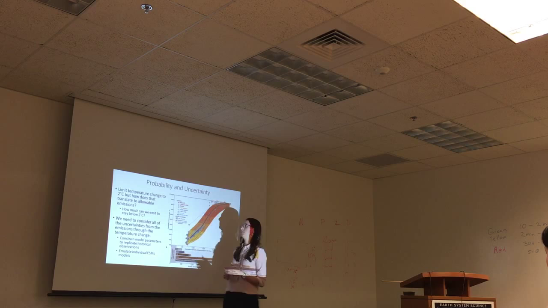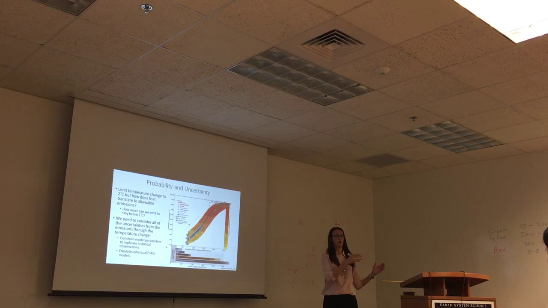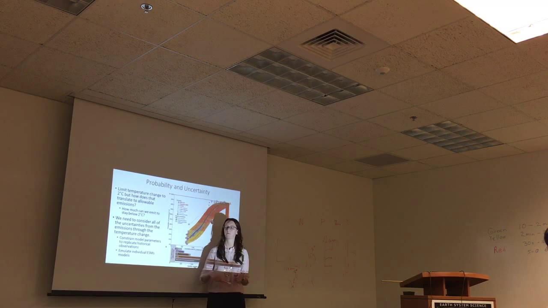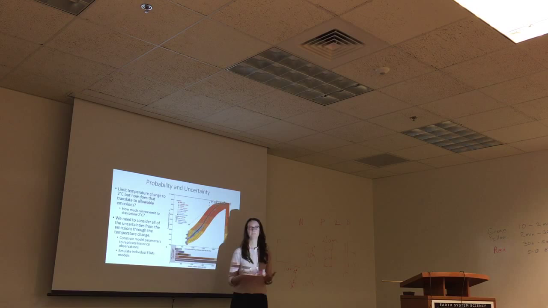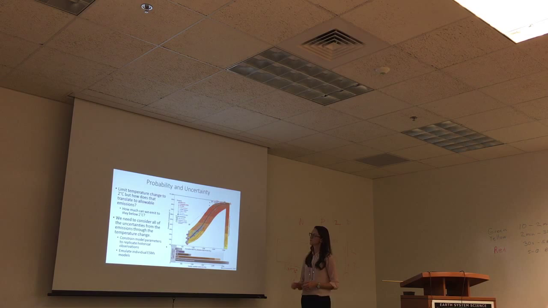And so what we need to do is consider all of those uncertainties along all of those steps. And so we can constrain our model parameters to look like historical values. So we're starting our model off with something that matches historical values, and we can also then emulate individual Earth system models. So we can look like historical, and we can also look like these large Earth system models.